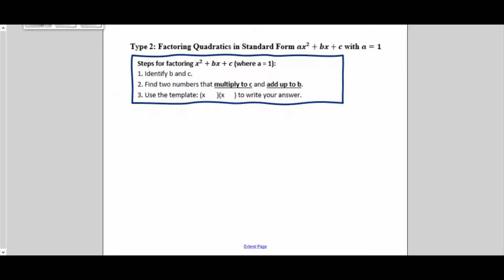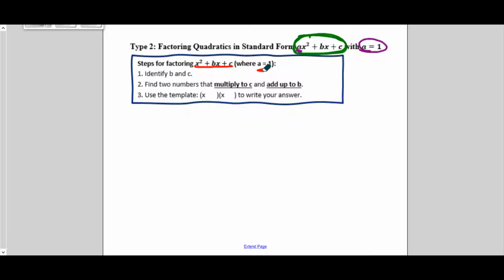So how do we factor a quadratic? A quadratic in standard form is ax squared plus bx plus c. So this is the standard form of a quadratic. What we're going to do is factor this when the leading coefficient, in other words, the number in front of x squared, equals 1. So when your a value is 1. In other words, we would be factoring x squared plus bx plus c, where our a value is 1. So the number in front of x squared is 1.